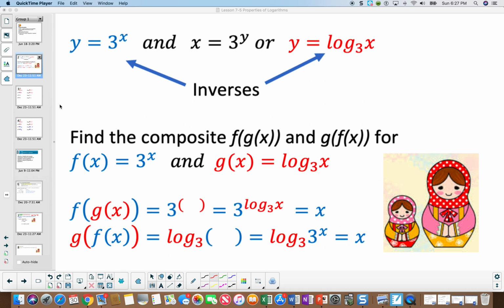Warm up for lesson 7-5. Let's take a look at the two functions, the exponential and the logarithm, and notice that they are inverses.